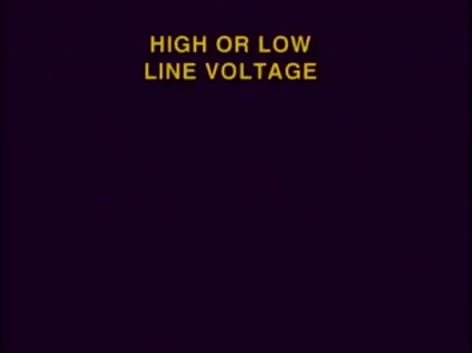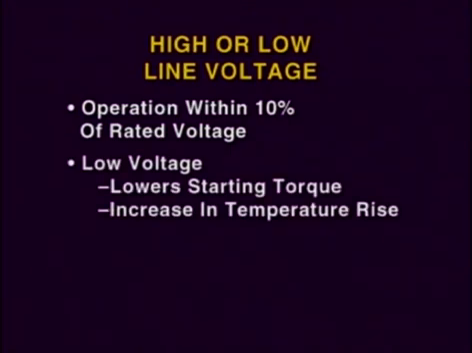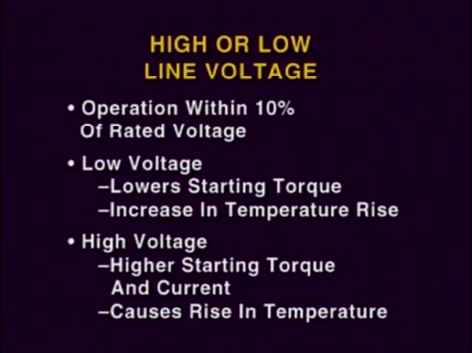Although motors are very tough, they are sensitive to their rated voltage. They are designed for operation within 10% of the voltage for which they are rated. A lower incoming voltage has the effect of lowering the motor's starting torque and an increase in full-load temperature rise. A higher incoming voltage has the effect of a higher starting torque and current. This higher current causes saturation of the iron and a rise in temperature. If a motor is running at more than 10% above or below its rated voltage, it could shorten its life.